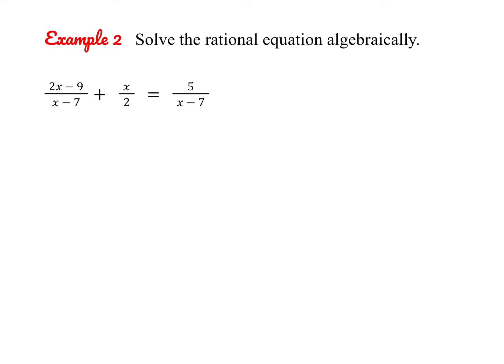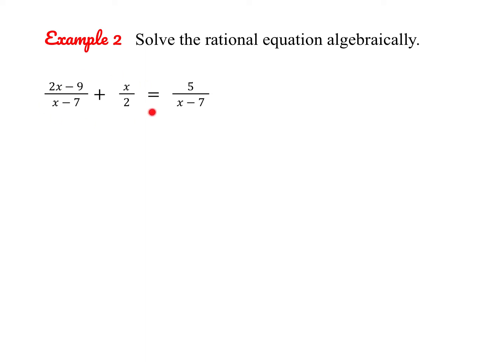All right, so let's try another one together. So for this problem, we don't have a single expression equal to a single expression, so we can't cross multiply when it's in this form. So I have a different approach for these types of problems, and I think it's definitely the easiest way to go for these types of problems.